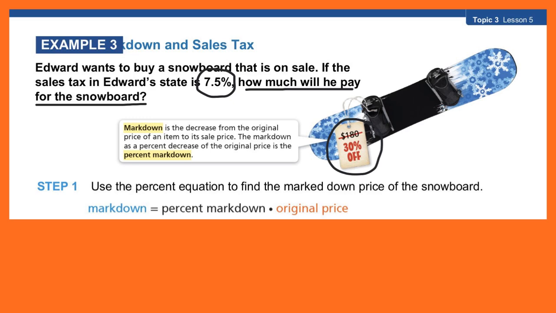All right, there's some vocabulary here for us. Markdown is the decrease from the original price of an item to its sale price. The markdown is a percent decrease of the original price, called the percent markdown. All right, first, you have to think about how it works when you go to buy something. So they scan your item, off comes the discount, and then they add the sales tax.